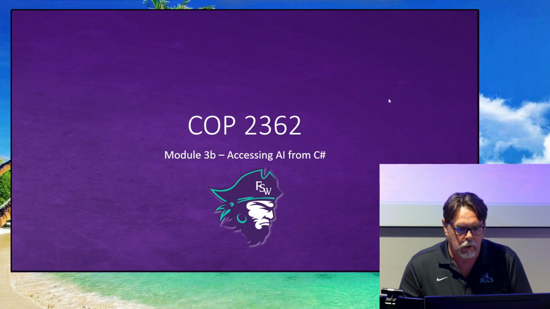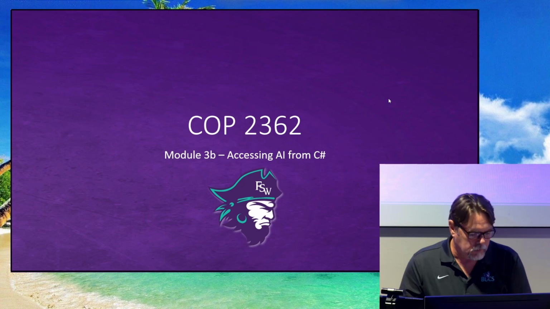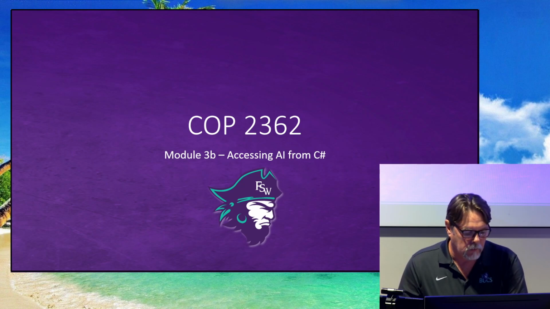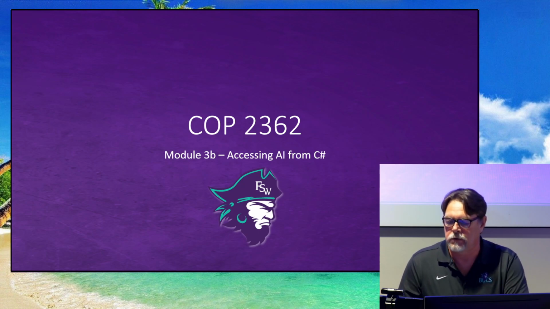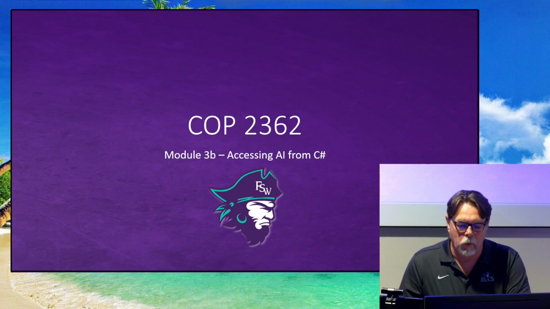So tonight we were going to continue introducing little snippets of stuff that you're going to need for the project later in the semester. And tonight's kind of a fun one, probably won't be very long, but we're going to be talking about how to access AI functionality from a C# program.